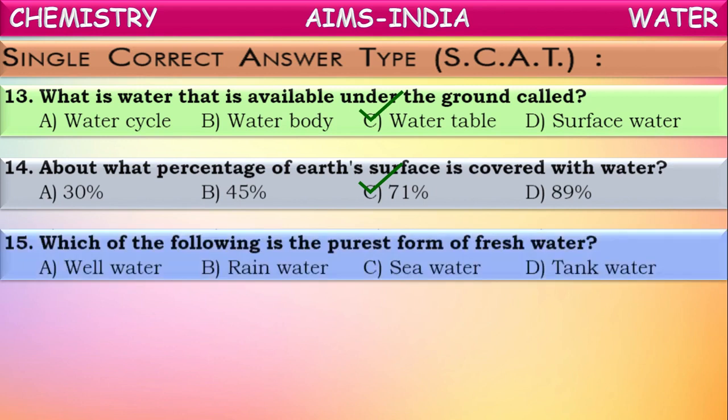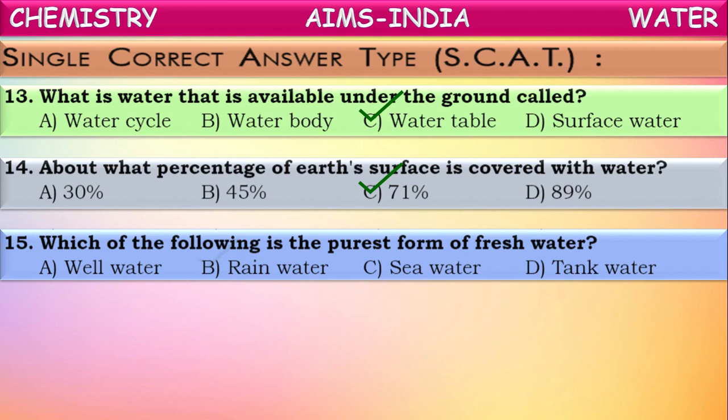Okay, next. Which of the following is the purest form of fresh water? Fresh water or pure water is the water which contains no other impurities in it. It contains only water molecules. That is called the purest form of water or fresh water.